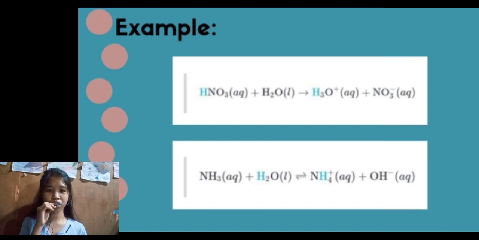In the two previous reactions, we see water behaving both as a Brønsted-Lowry base in the reaction with nitric acid and as a Brønsted-Lowry acid in the reaction with ammonia. Because of its ability to both accept and donate protons, water is known as an amphoteric or amphiprotic substance, meaning that it can act as either a Brønsted-Lowry acid or a Brønsted-Lowry base.